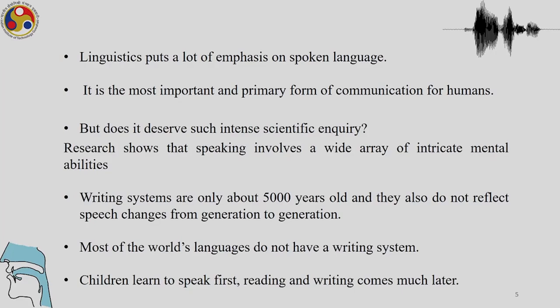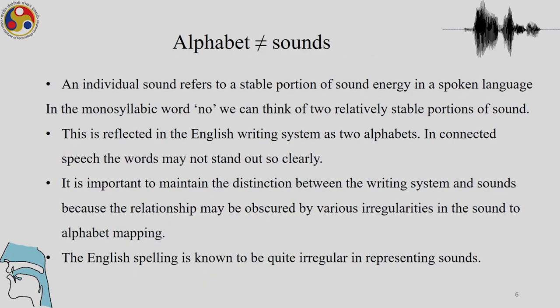So, linguistics as a discipline puts a lot of emphasis on spoken language. It is the most important and primary form of communication for humans. But does it deserve such intense scientific inquiry is the question. And research shows that speaking involves a wide array of intricate mental abilities. Writing systems are only about 5,000 years old, and they also do not reflect the speech changes from generation to generation. Most of the world's languages do not have a writing system, and children learn to speak first, and reading and writing comes much later.